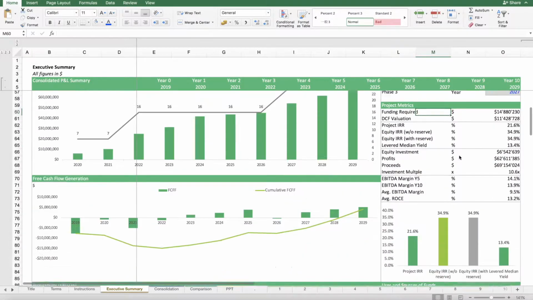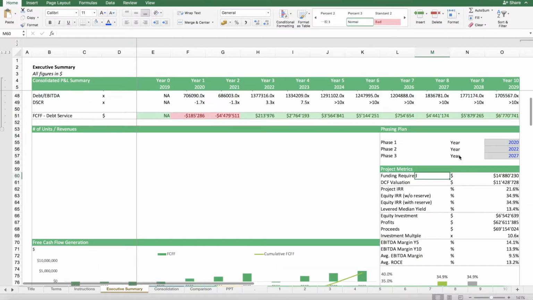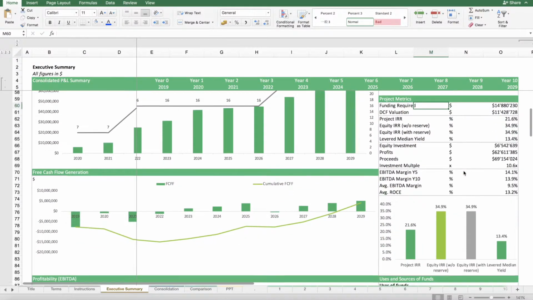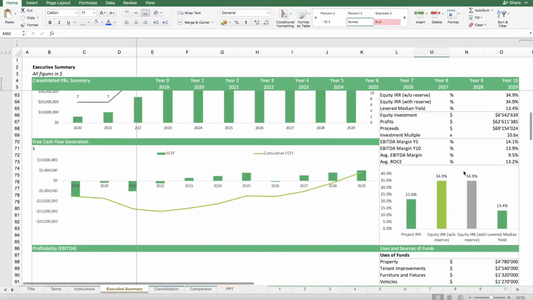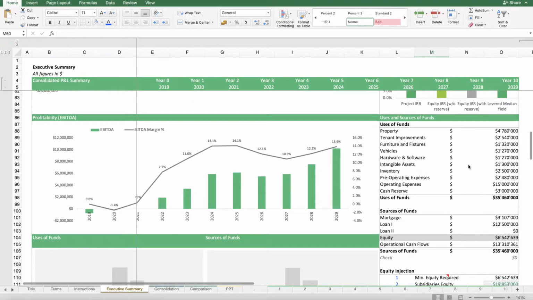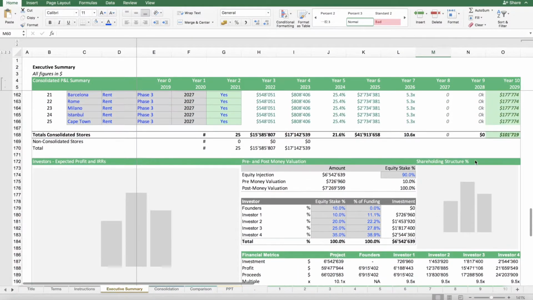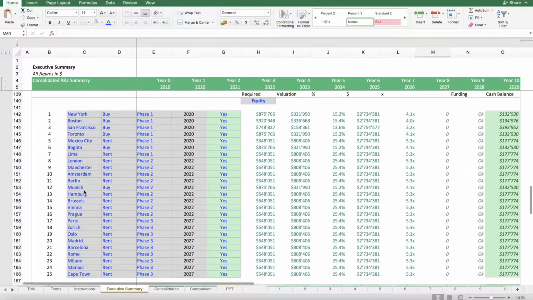We have several important sheets. The most important sheet is the executive summary sheet. It contains key assumptions, but it also contains the results of the overall business plan, the financial metrics of the plan, and all the other information which you need to obtain a high level picture of the overall situation. It also contains a list of all the sites you're going to roll out. Here we assume that this is an international retail chain with different locations internationally.